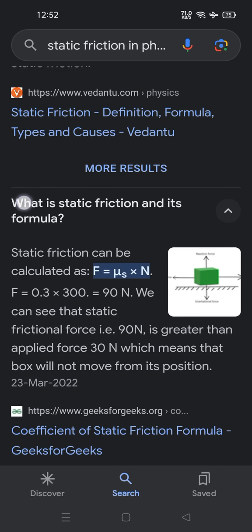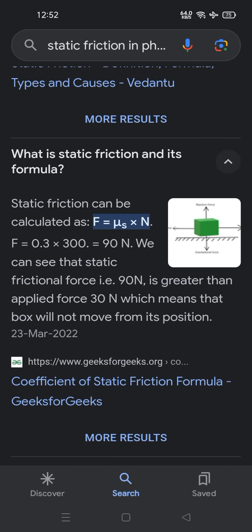What is static friction and its formula? Static friction can be calculated as F = μs × N. F = 0.3 × 300 = 90 Newton. We can see that static frictional force, i.e. 90 Newton, is greater than applied force 30 Newton, which means that the box will not move from its position.